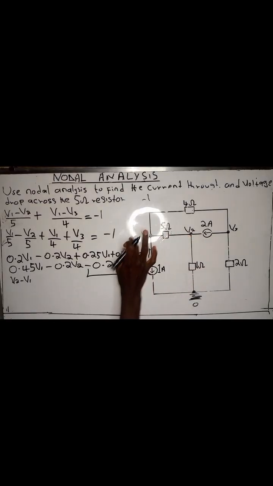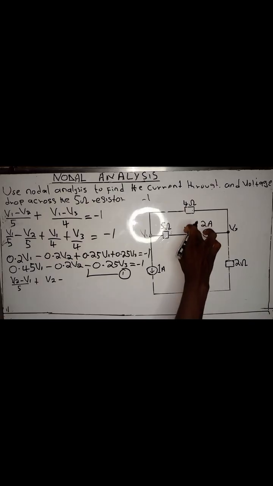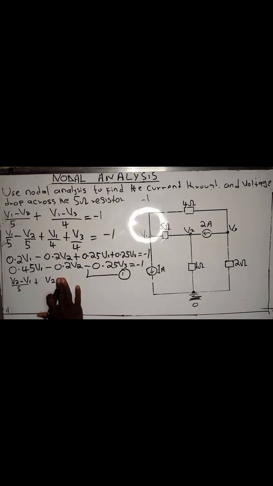V2 minus V1, their resistance is 5 ohm. Therefore plus V2 minus 0, because from V2 to here we have 0, the source of ground. V2 minus 0 is the same thing as V2, over 1.